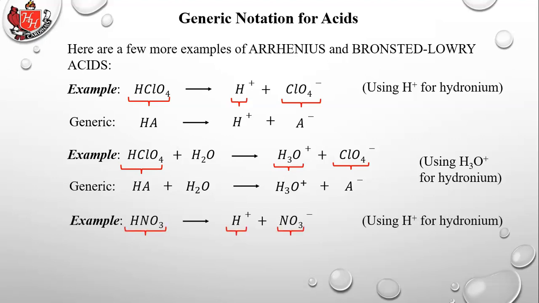Here's nitric acid. This is a strong acid, as was perchloric acid up above. And so that can break apart into H+ and NO3-. So in the generic form, it's HA, and the H+ is the proton, and the NO3- is the rest of that acid molecule with the electron left behind.